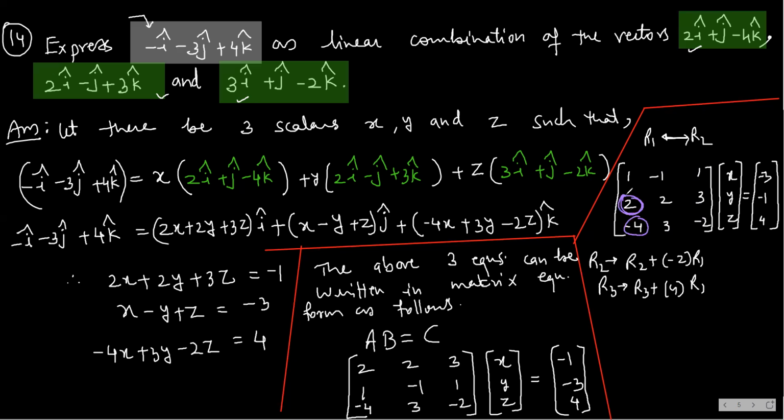I want to get 0 at this position. Second row, first column, third row, first column. I want to get 0. And how do I get 0 there? I get 0 with the help of this 1.